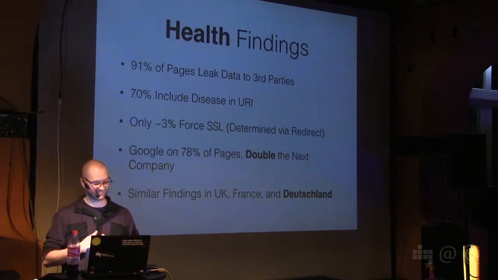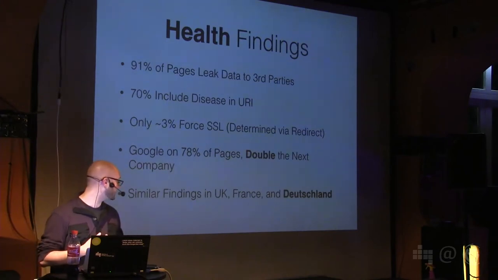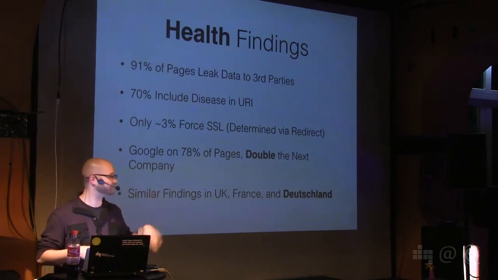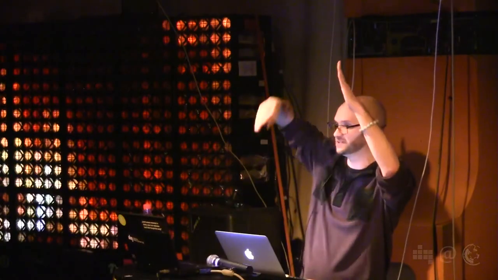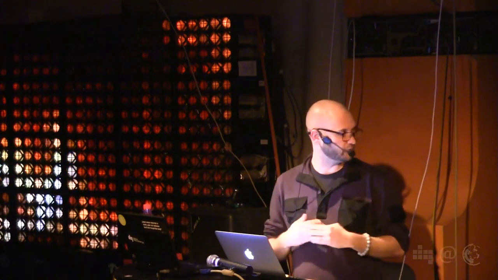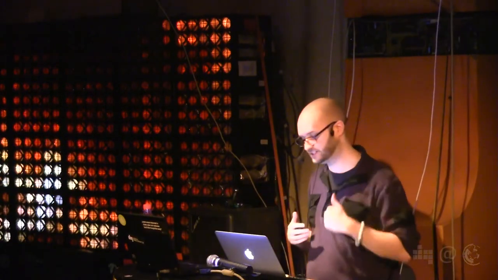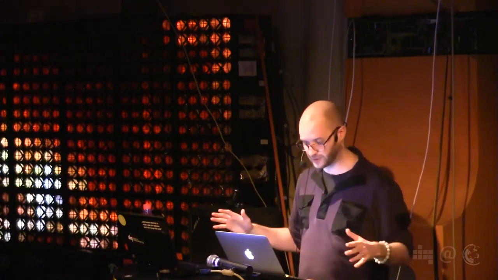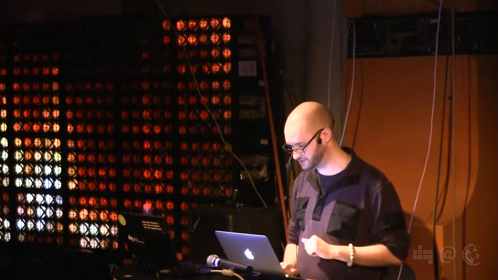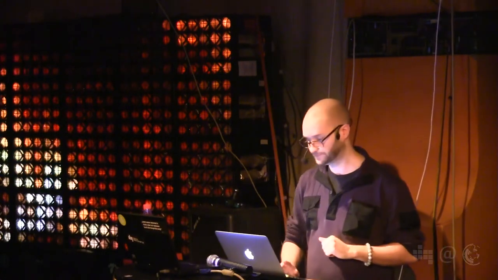Google was on 78% of pages. That was double the next company. I don't have the graph here, but it's a power law distribution. It's just Google, and then it goes down. I reran this for the UK, France, and Germany, and got pretty much the same results across the board. So if you're in Germany, you're just as much at risk.